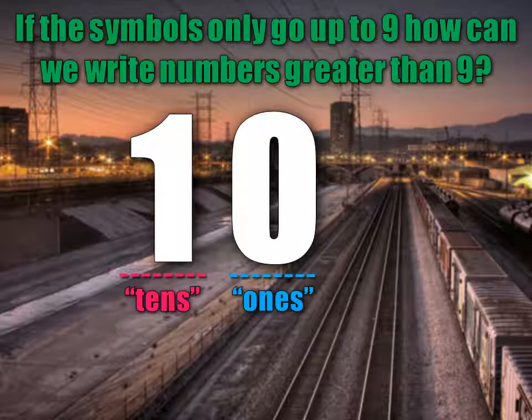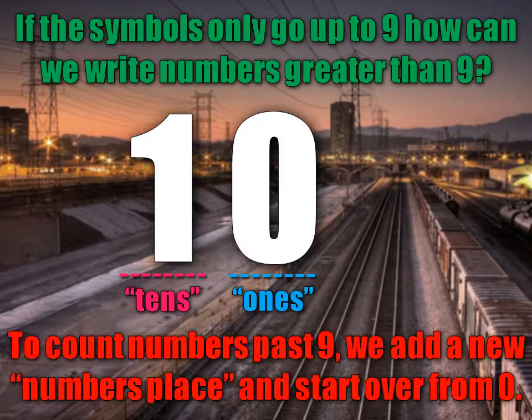And then we get the number 10. Now notice, this is actually not one symbol, this is two symbols. It's a 1 and a 0. So think of it as 1, 0, not as 10, because here's the idea. In the tens place, we have the number 1. And what this shows us is that we've run out of symbols one time. In the ones place, we have the number 0. So really what this is showing us is the number 10, 1, 0, because we've run out of symbols once. To count numbers past 9, we add a new numbers place and we start over from 0.